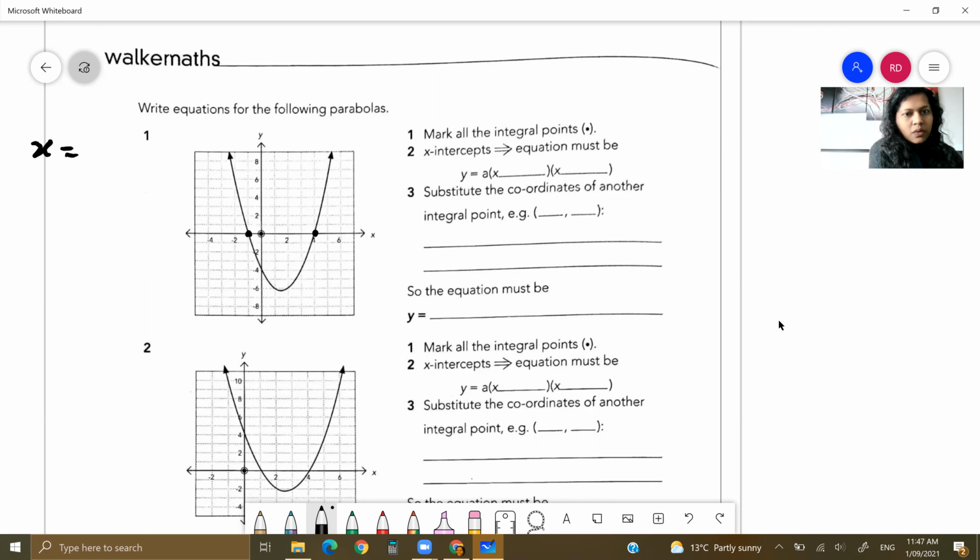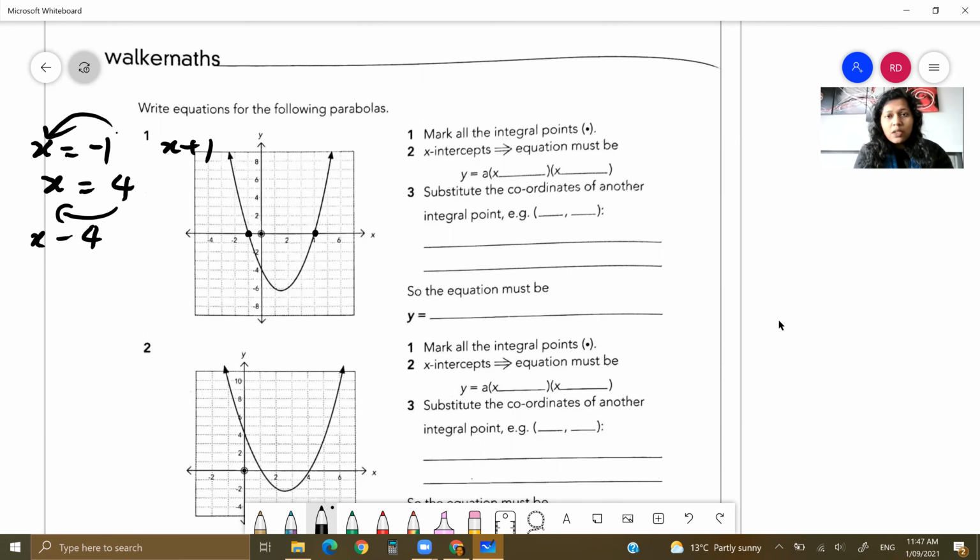x is equal to -1. And the other one is x is equal to 4. Now, when you rearrange it, in other words, move the -1 over to the other side, it becomes x plus 1. When you move the 4 over to the other side, it becomes x minus 4. So the equation is going to be x plus 1 and x minus 4. Okay, so x is already there, I don't need to write it. So plus 1, and here it's -4.